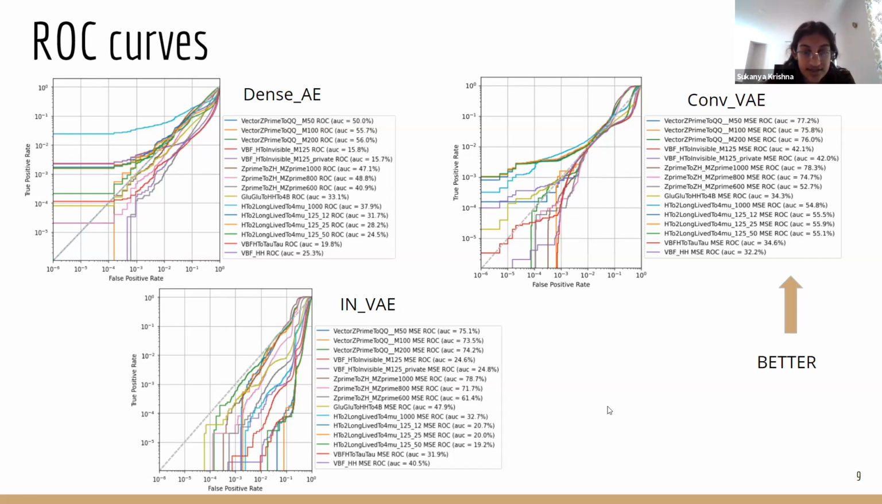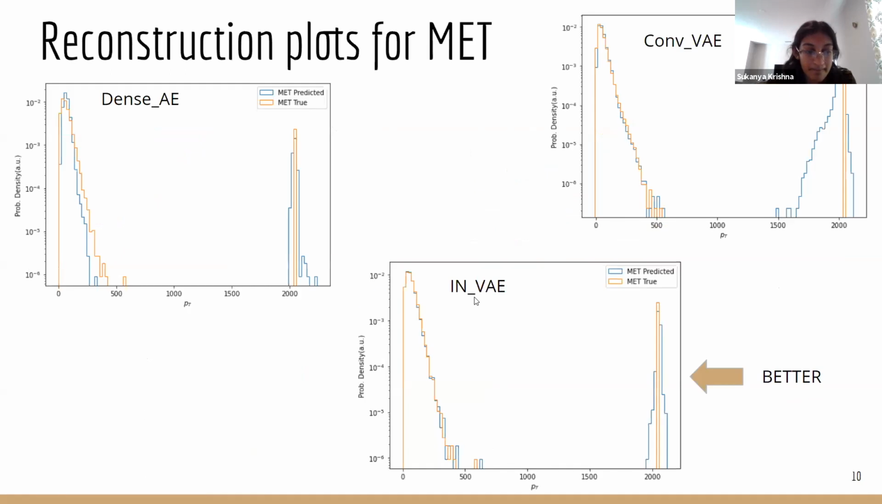So if we analyze these plots here, we can see that the convolutional variational autoencoder and the IN variational autoencoder seem to produce some of the better results for some signals, with the conv being the best, where AUC values for some signals are reaching over 70%. We're still working on these models, studying why that is the case and also other variations that may be possible.